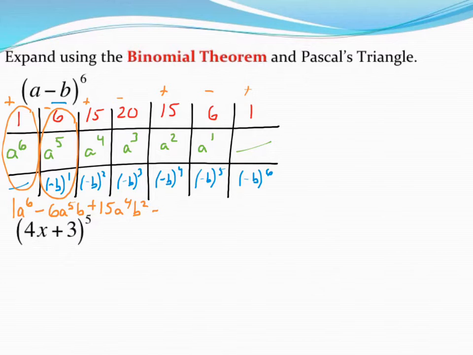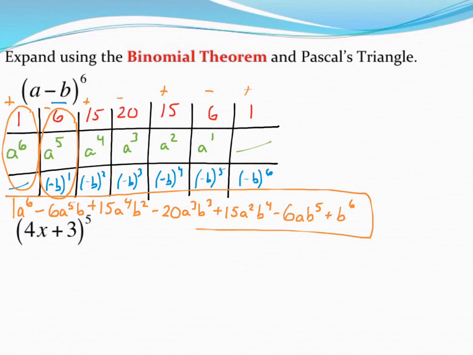Finishing this out, I'm going to alternate signs. So I'm now at negative 20, a to the 3rd, b to the 3rd. Then I've got positive 15, a squared, and b to the 4th. 2 terms to go. I'm now at negative 6, a to the 1st, b to the 5th. And then finally, I'm going to end with just b to the 6th. So that whole answer is my expanded polynomial. Like I said, definitely not a short way to do these problems, but it is much shorter than the alternative.